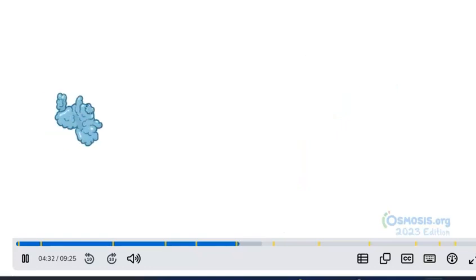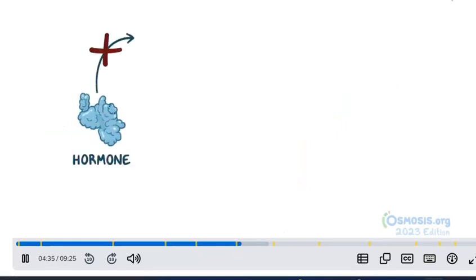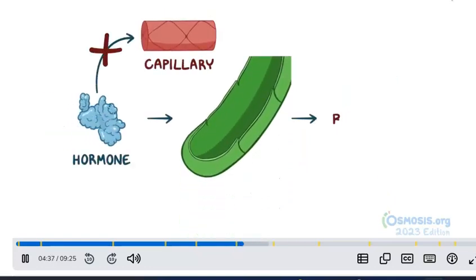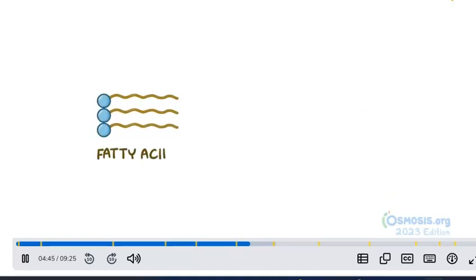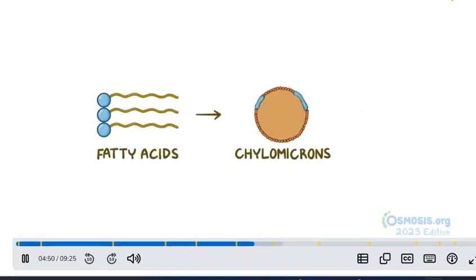For example, it can pick up larger molecules, like hormones, that are too big to get into the capillaries, and then get them to the bloodstream. The lymphatic system can also help get nutrients to the tissues. For example, during a meal, fatty acids get packaged into balls of fat called chylomicrons by the small intestine. But just like the hormones, these are too big to move across capillaries.